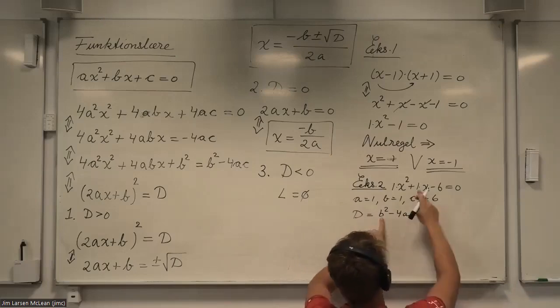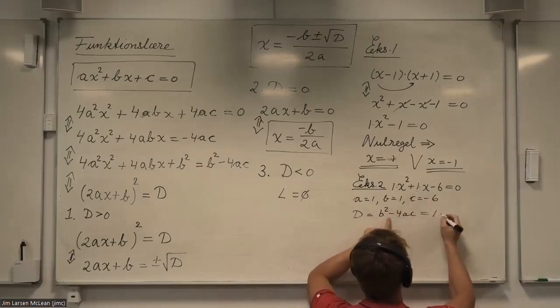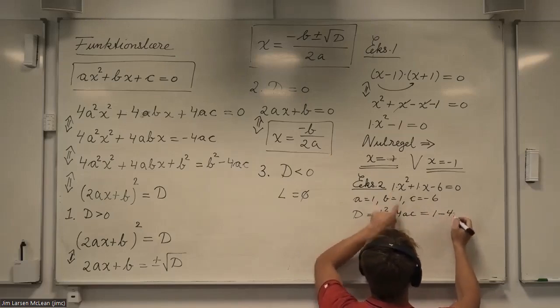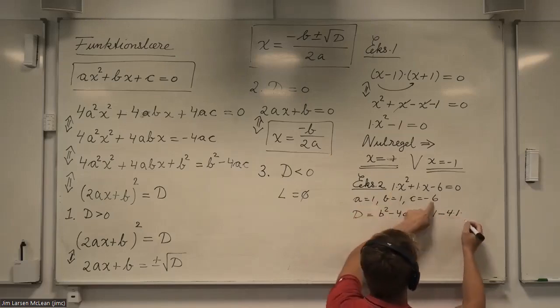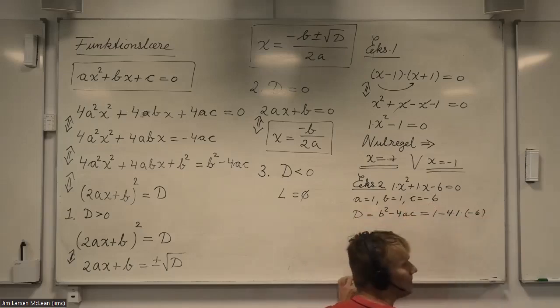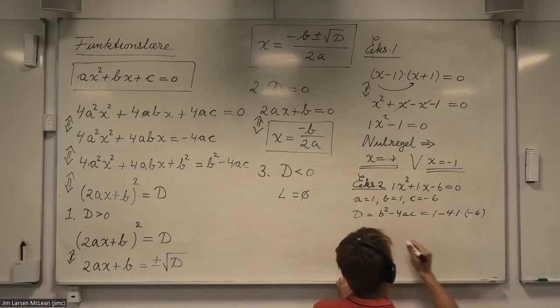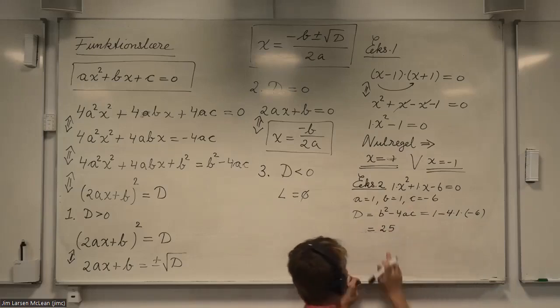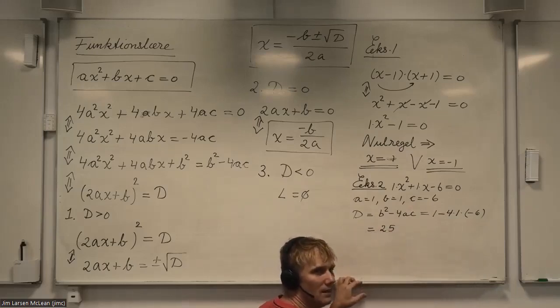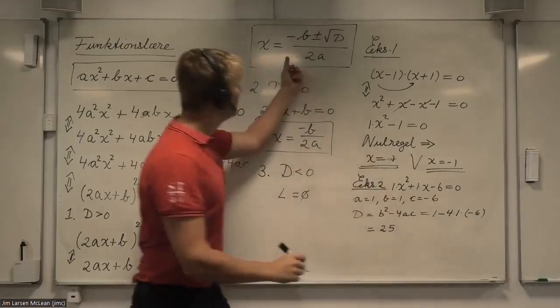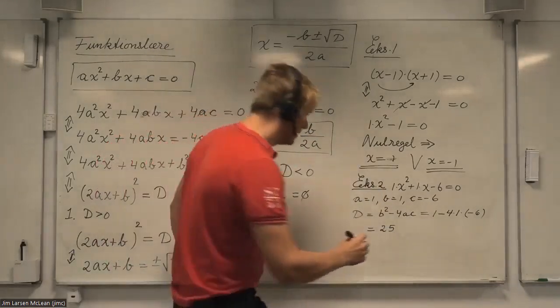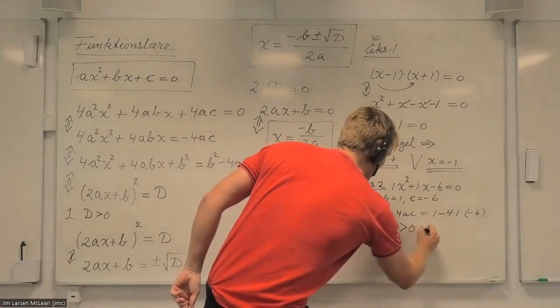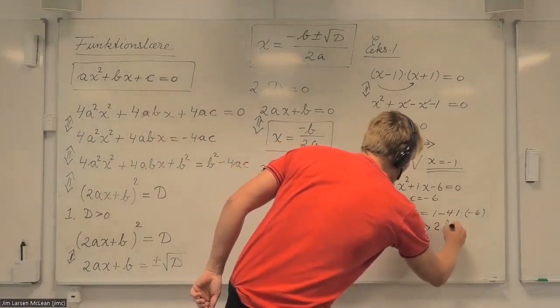B squared, that's 1 squared. It's 1 minus 4 times 1, because A was 1, times C, which is minus 6. Minus times minus is plus, and 4 times 6 is 24. So it's 1 plus 24, which is 25. And since 25 is a number greater than 0, I can use this solution formula I've written up here. So since this is greater than 0, it means there are two solutions.